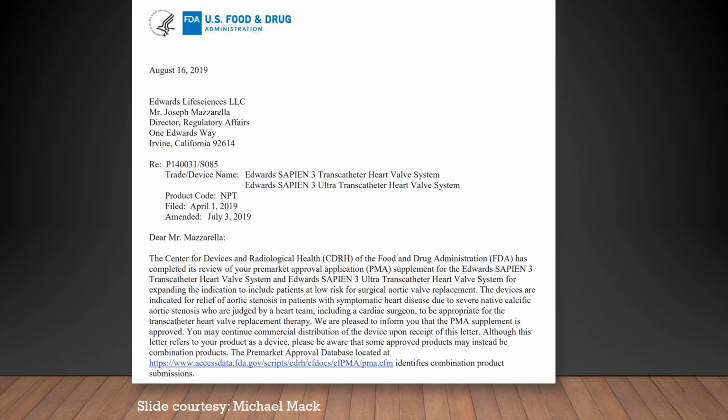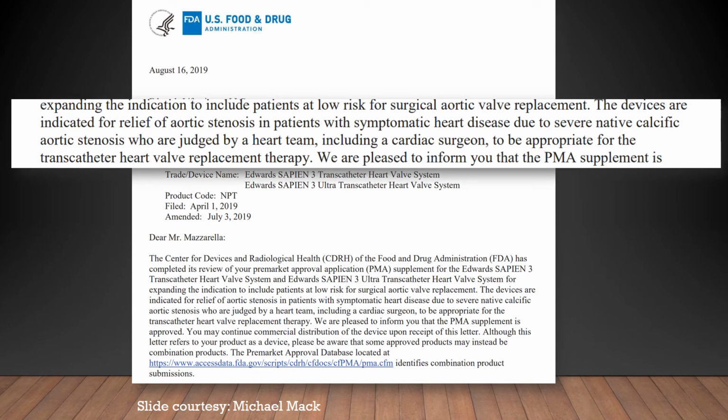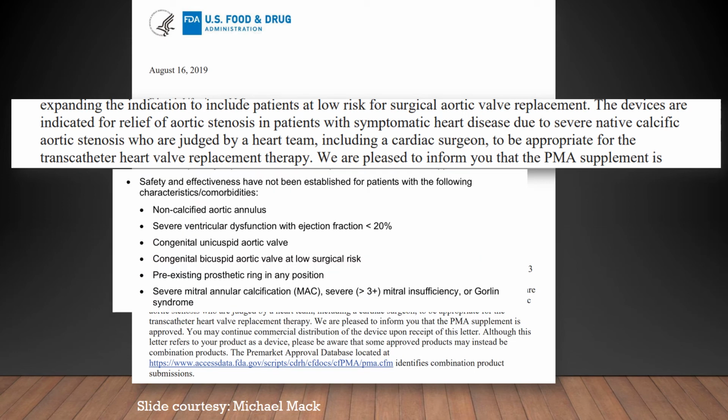I wanted to bring up what I think is ever so slightly controversial. I don't necessarily believe in what this slide says. I borrowed this slide from Mike Mack. And certainly this is, as you can see, the letter from the FDA approving low-risk TAVR for the SAPIEN 3 valve. And again, as long as you have a heart team and you have a surgeon and appropriate transcatheter team available, you can perform these studies.